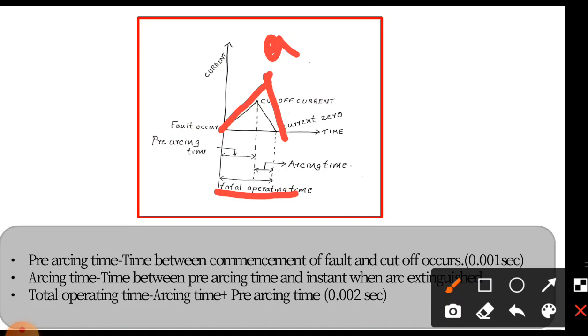This total operating time can be divided as pre-arcing time and arcing time. The pre-arcing time is the time between commencement of fault and cutoff. Usually the time is 0.001 second. Arcing time is the time between the end of pre-arcing time and the current 0 position, where the arc is extinguished. This time is called the arcing time. So the total operating time is the sum of pre-arcing time and arcing time.